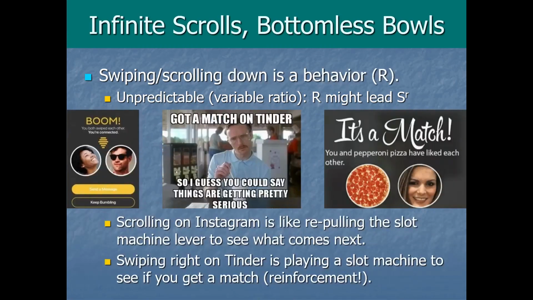Like scrolling on Instagram, if you think about it, that's kind of like re-pulling the slot machine lever to see what comes next. Sometimes it's great, sometimes it's boring, sometimes it's an ad. Keep pulling to see what comes next. Likewise, when you're swiping right on Tinder or Bumble or Hinge or whatever, it's playing a slot machine to see if you get a match, to see if you get reinforcement, right?